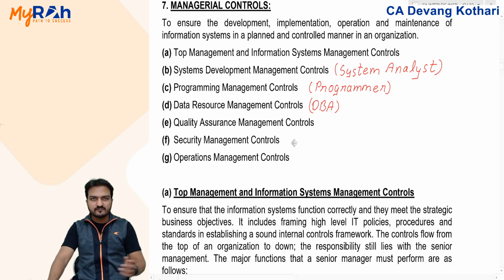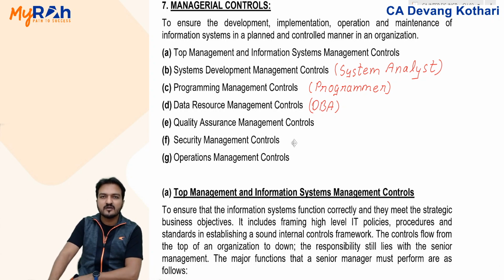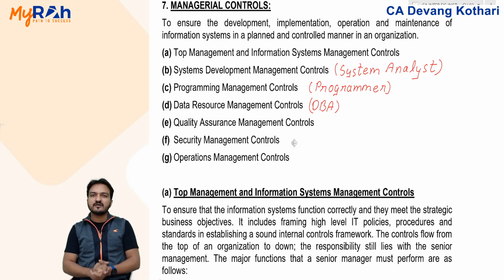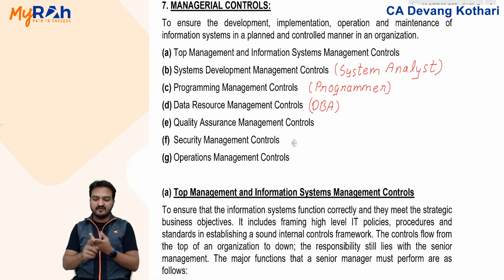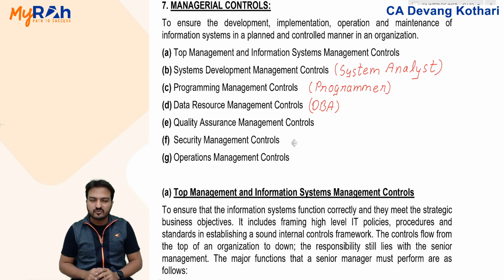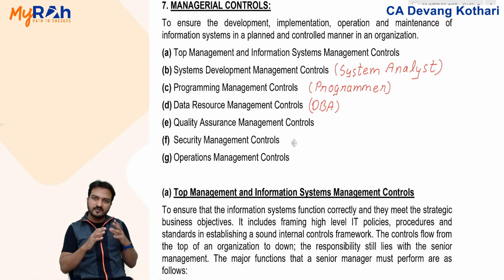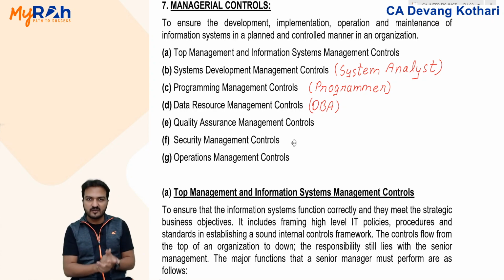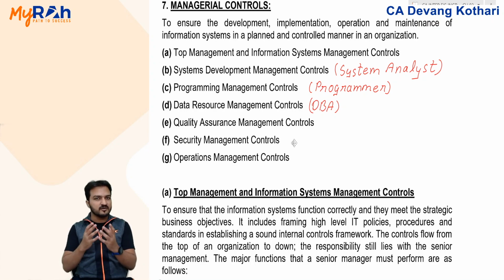Okay, going further, next is managerial controls. Managerial controls now fall under the third category, that is, controls based on audit function: managerial controls and application controls. The basic difference is that managerial controls are the controls implemented by people, by the employees or the people in the company, while application controls are the controls implemented by the software.